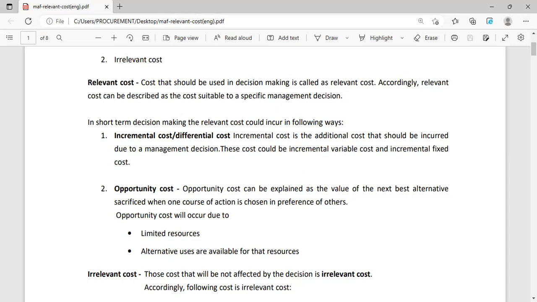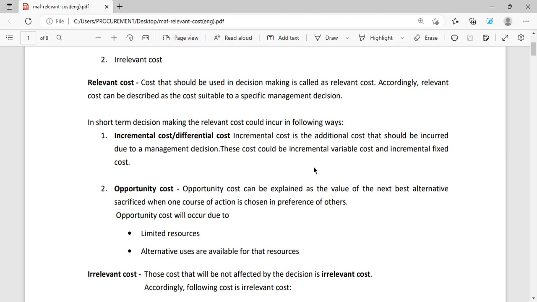That is, if the management decides to go for a particular project, they are going to have additional costs of so-so amounts. Then these costs could be incremental variable costs or incremental fixed costs. So when we talk about incremental fixed costs, we'll talk about that as a rent. That is, if your rent will expire in December, but this project will elapse to February.